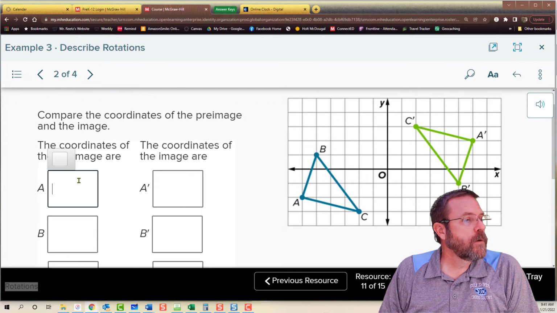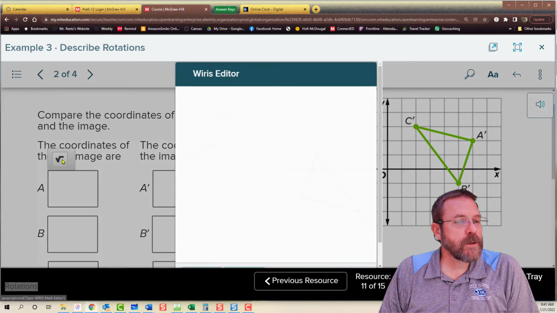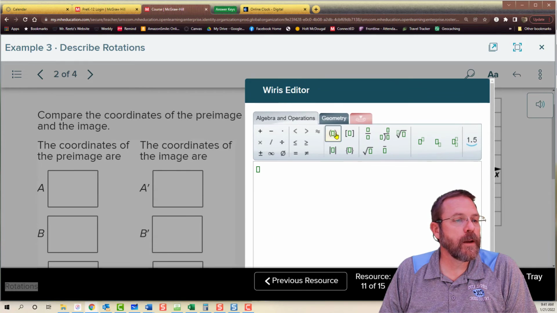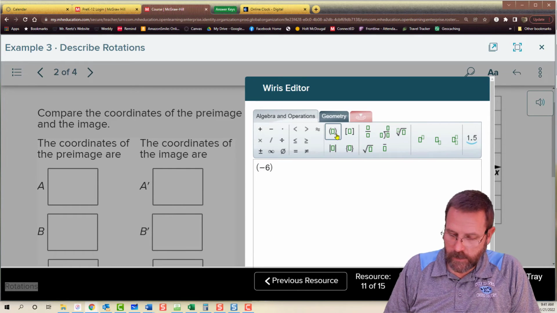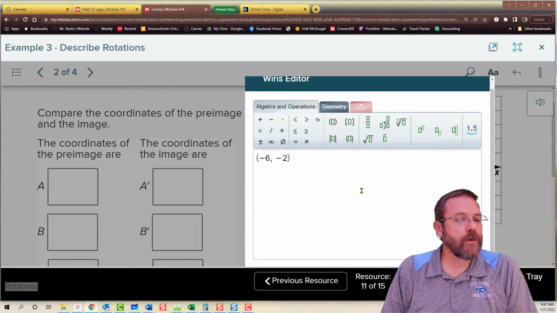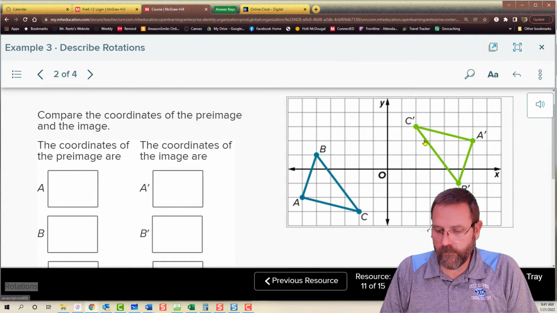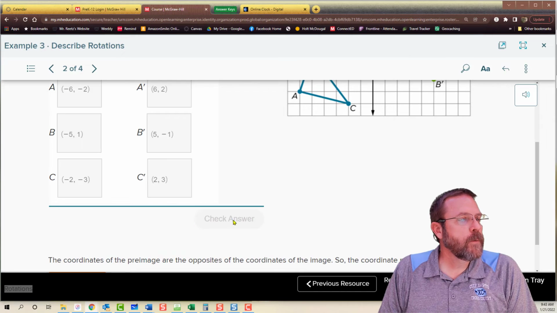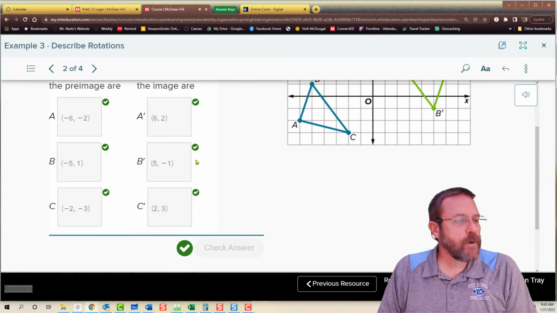So the coordinates of your pre-image A is going to be at, well, we can say negative 1, 2, 3, 4, 5, 6, negative 2. So that's going to be located at point (-6, -2). And we're going to accept. I'll fill in the rest of those. Alright, I filled them all in for you. And we check our answers, and that part checks.